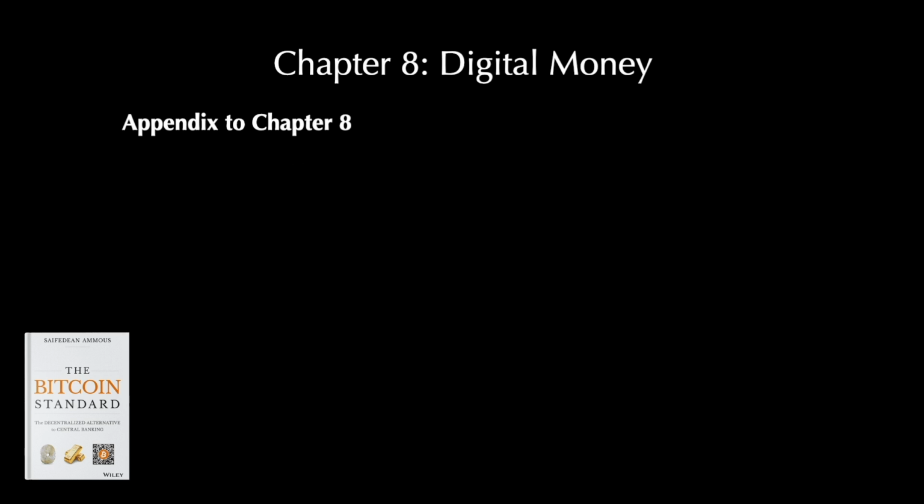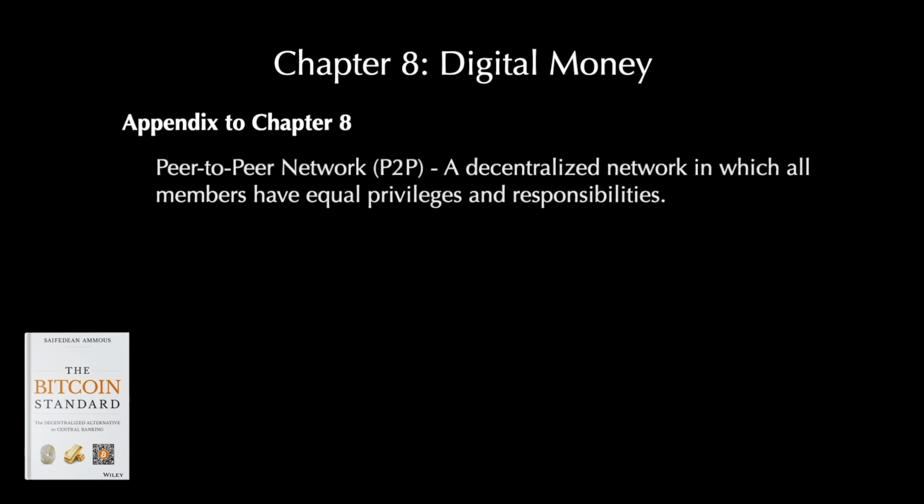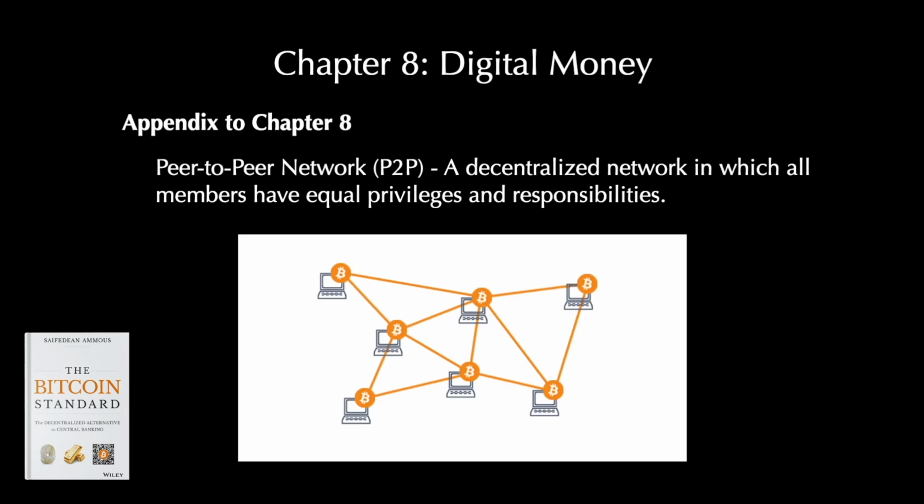A peer-to-peer network. This is a decentralized network in which all members have equal privileges and responsibilities. Bitcoin uses a peer-to-peer network to share the ledger of all transactions, similar to how BitTorrent shares files through a network of users. Unlike centralized networks, peer-to-peer networks are resistant to being shut down or controlled by a single entity.